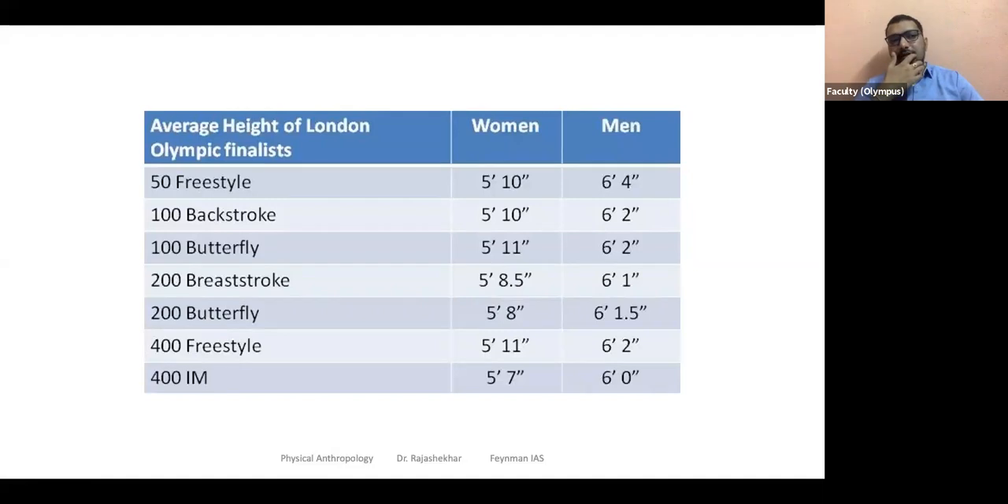So their height is actually an advantage here, and they get selected because of that. If you have someone who is 5'6", 5'5", then definitely you wonder, the training can do wonders. But definitely their body proportion is important.